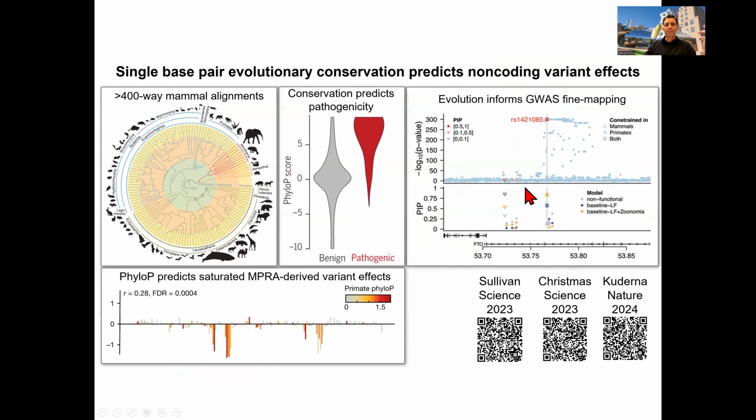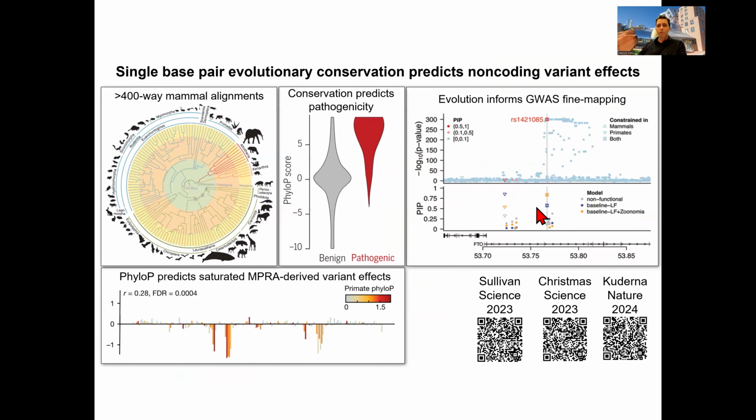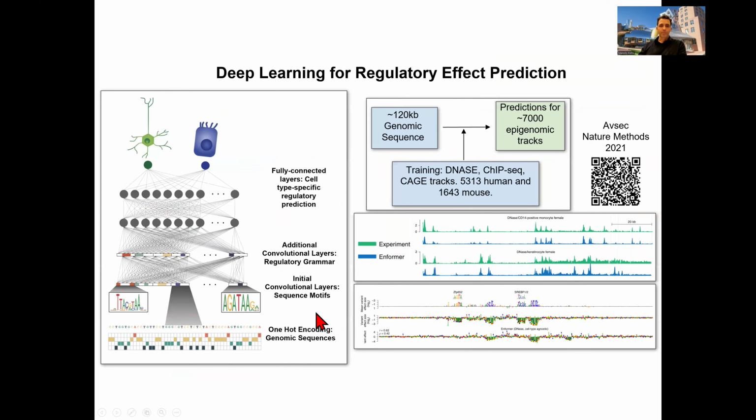So as we start thinking about these increasingly high levels of abstraction, you can start thinking beyond even just the gene. You can think about the entire pathway. You can think about the entire tissue, and so on and so forth, and measure constraint at that level.